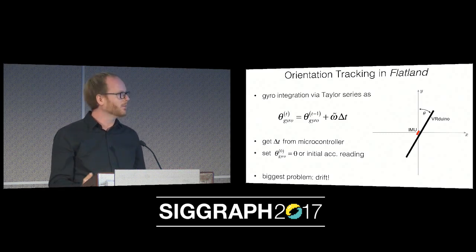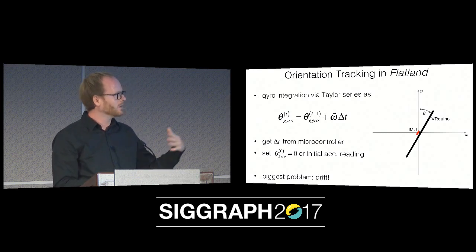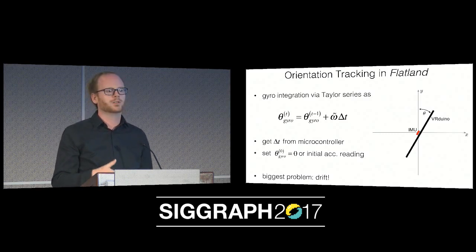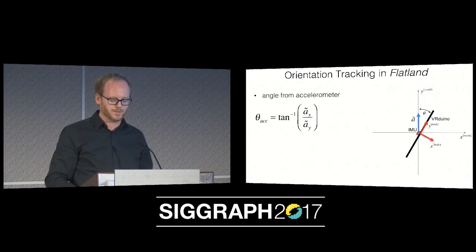We can get delta t from the microcontroller, let's say the Arduino that we're using, and we have to set the initial value to something. For example, we could set the first gyro measurement or the first angle to zero, or we could use the initial accelerometer reading or some other initial guess, and then we're going to track over time. Again, over time, it'll drift away from the actual angle where we are at.